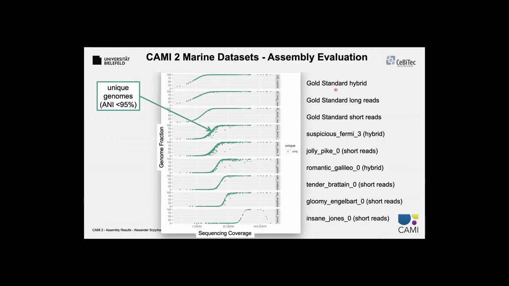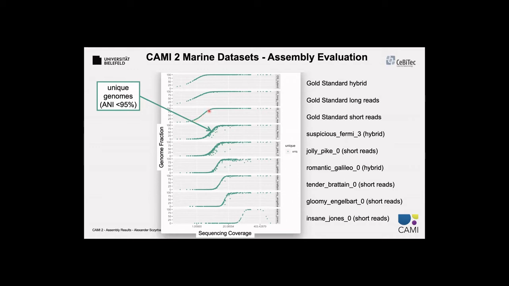And what you see on the right here are the different submissions. So on the top, we have the gold standard. Here, this is the gold standard of the short reads. This is the gold standard of the long reads. And what you can see is with pretty low coverage, you basically don't get any assemblies.